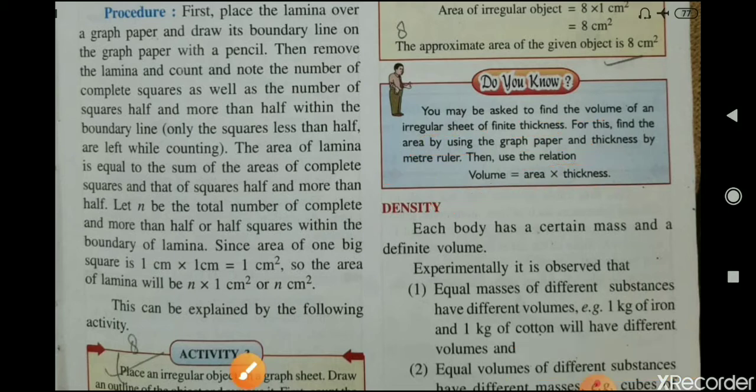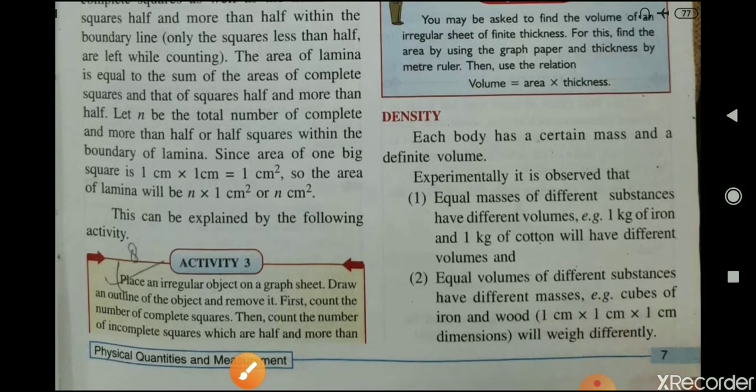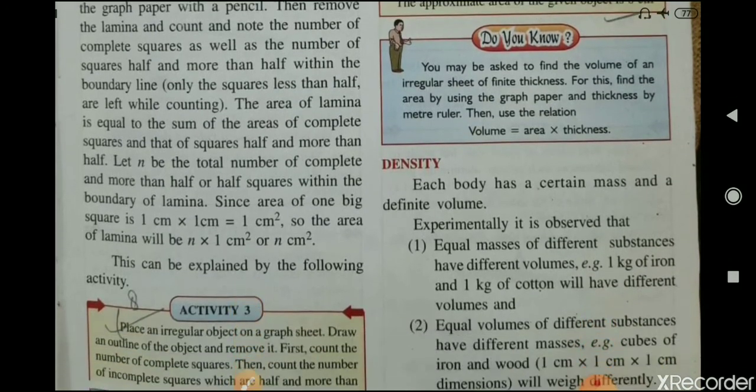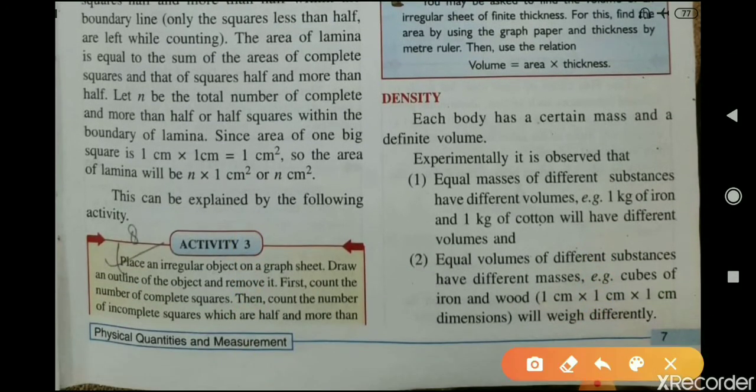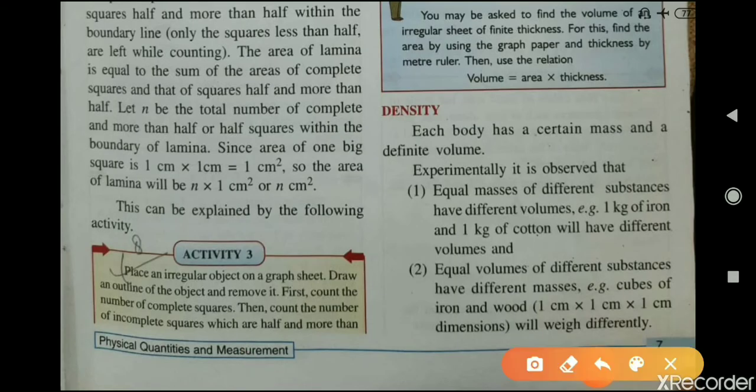Okay, now the next one is density. This is all about area. Now density, what is density? Density is mass per unit volume. Okay, mass per unit volume of a substance is known as its density.